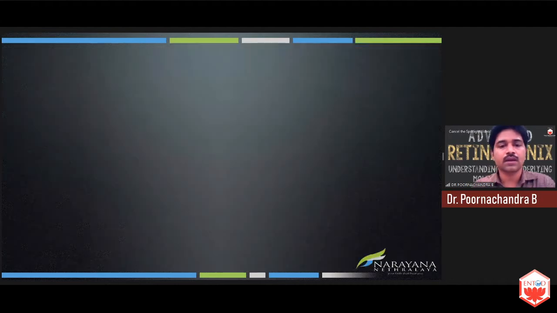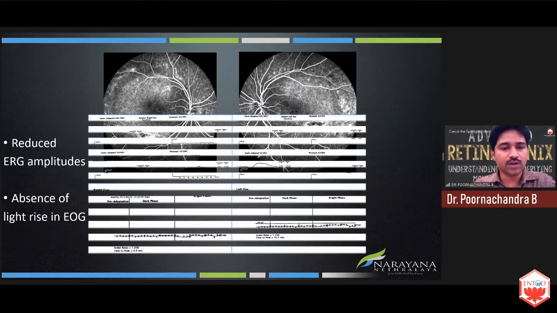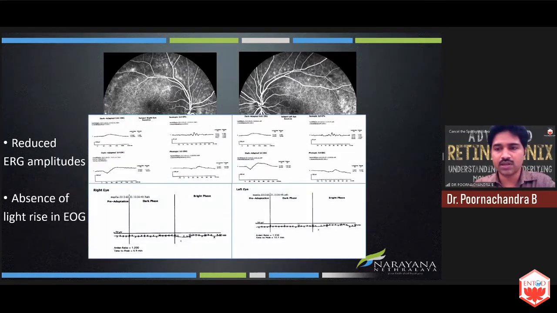So when you do an angiography, they have some perivascular leak. One thing you need to remember whenever you do an angiography, in case of any dystrophies, there will be some amount of perivascular leak. Please don't get confused with inflammatory ones. When you do an electrophysiological test in the recessive variety, both ERG and EOG will be abnormal, as opposed to the dominant, in which most of the time the full-field ERG will be normal.